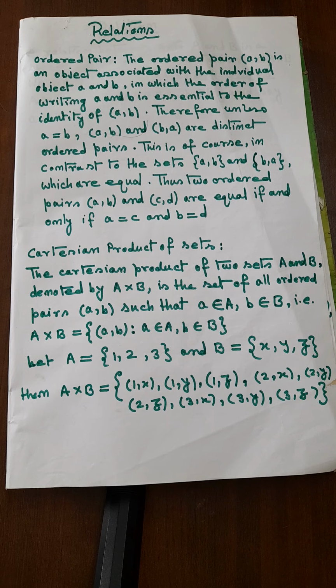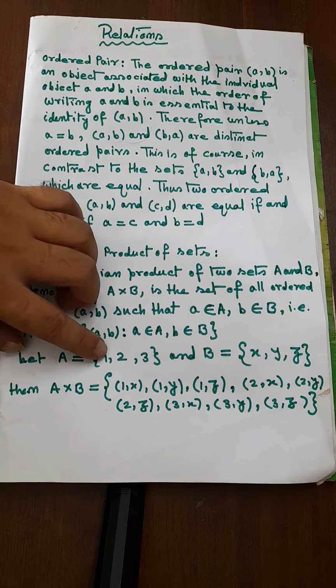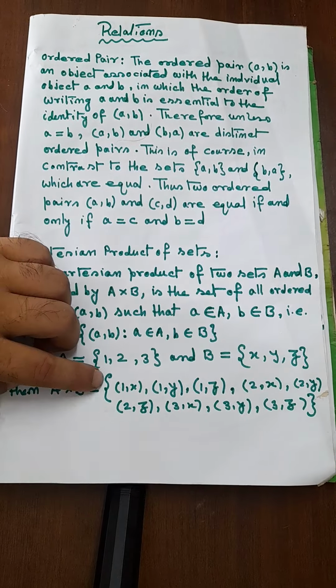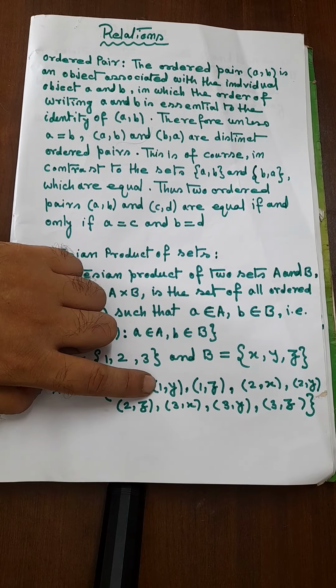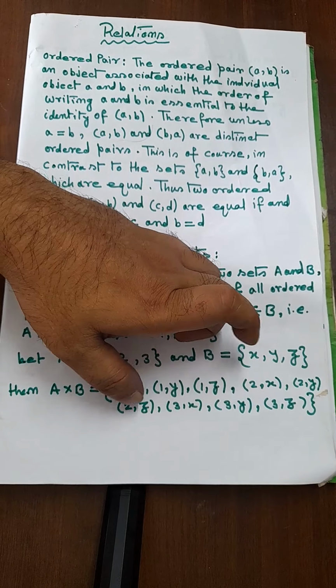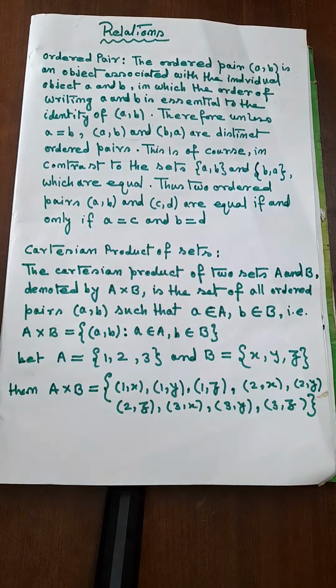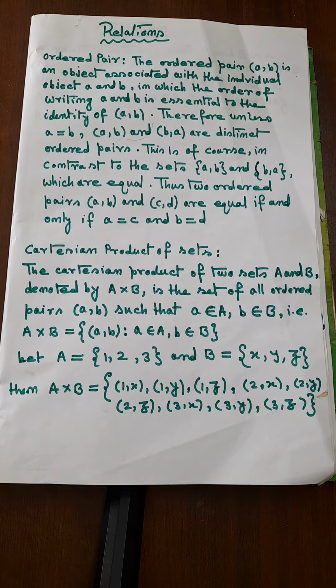You see the definition: the Cartesian product of two sets A and B, denoted by A × B, is the set of all ordered pairs (a, b) such that a belongs to A and b belongs to B. So here, if we have two sets {1, 2, 3} and {x, y, z}, then we can write (1,x), (1,y), (1,z), then (2,x), (2,y), (2,z), then (3,x), (3,y), (3,z).